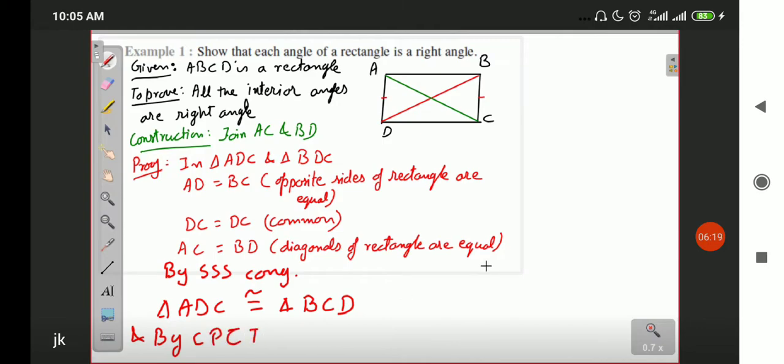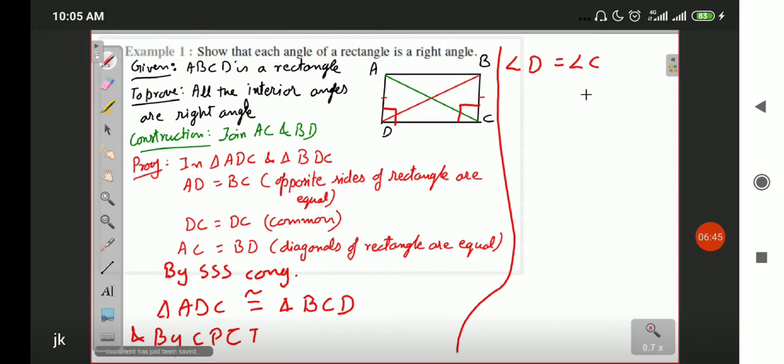corresponding angles will be equal. What are the corresponding angles that I am interested in? Though there will be 3 pairs of angles equal, what I am interested in is angle D of triangle ADC and angle C of triangle BCD, which will be equal. Angle D will be equal to angle C. So we will build on this one.